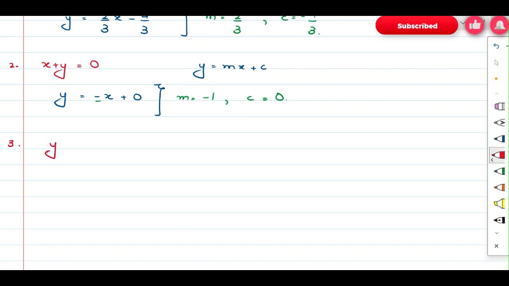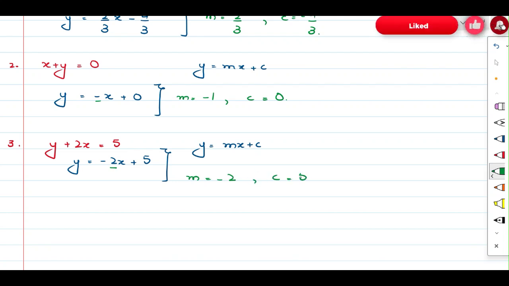If I have y plus 2x equals 5, this is the equation, and the question is to figure out its gradient and the y-intercept. The first step is to convert it into the form y equals mx plus c, right? So we have y equals, shifting the x term to the other side, minus 2x plus 5. Now this is in the form y equals mx plus c. Now we can easily figure out the m and the c value here. So m is the gradient, which is the coefficient of x, minus 2. c is your y-intercept, which is positive 5.